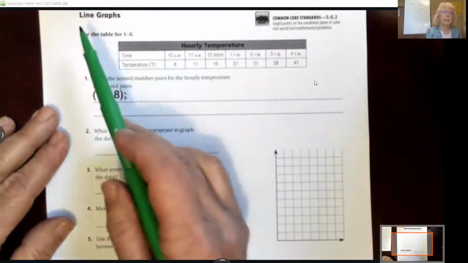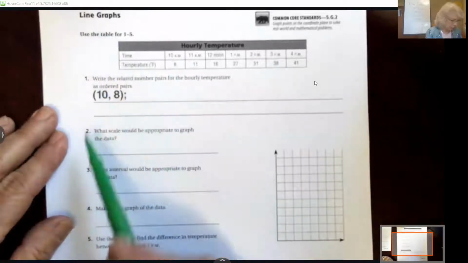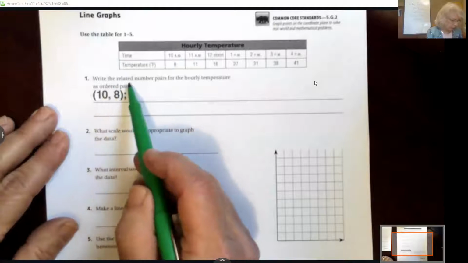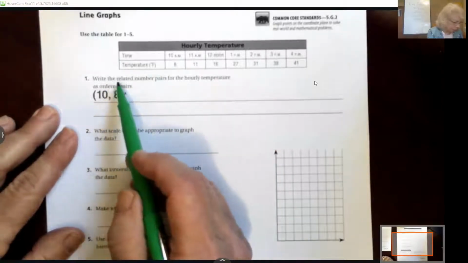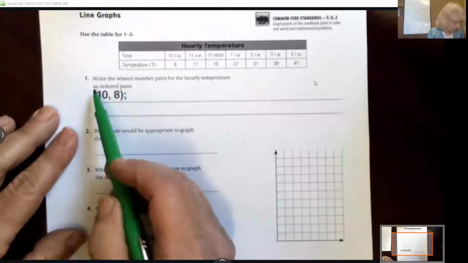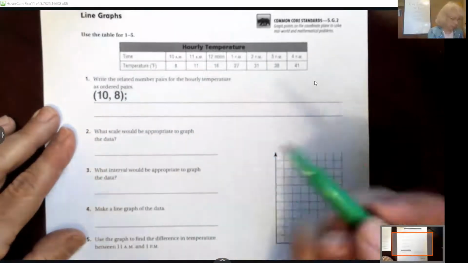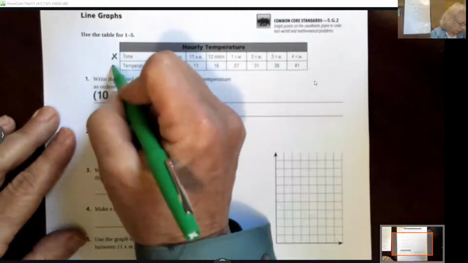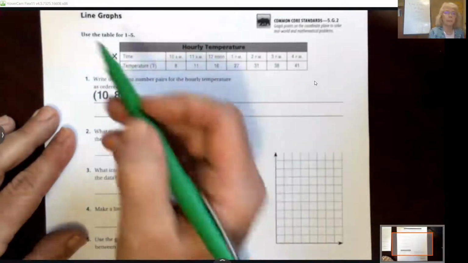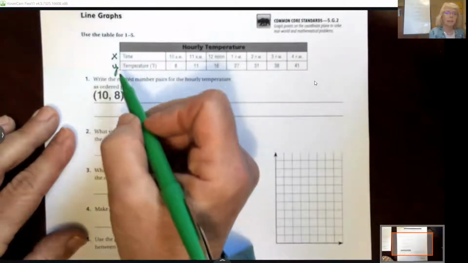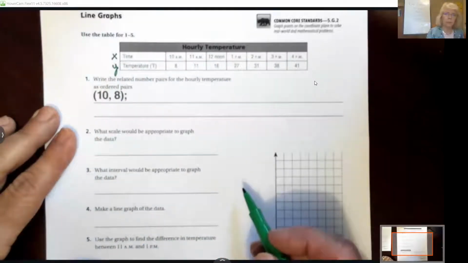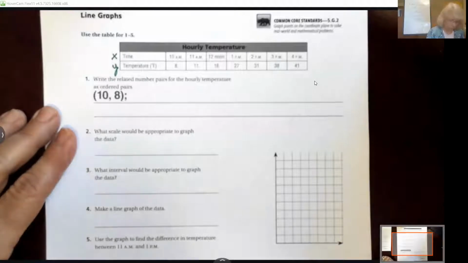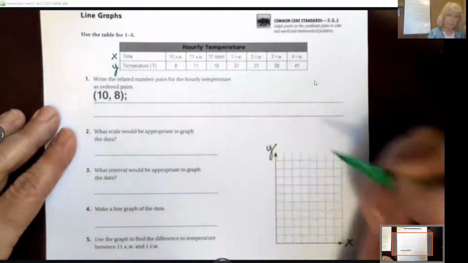So it says use the table for questions 1 through 5. The first question is write the related number pairs for the hourly temperature as ordered pairs. So when we turn them into ordered pairs, we're going to think of this as information for our x-axis and this for our y-axis on our coordinate grid, which is over here. And to refresh your memory, this is our x-axis and this is our y-axis.